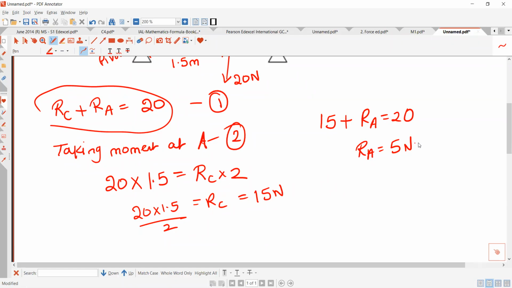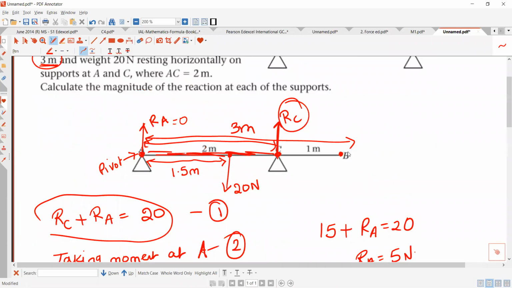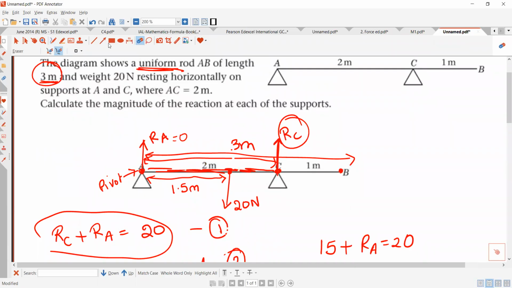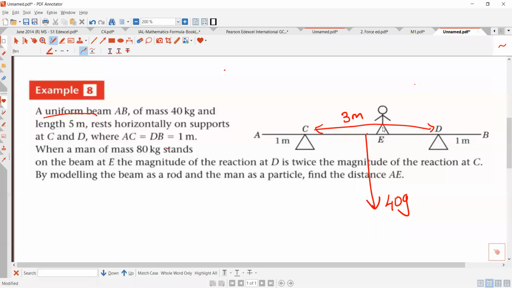Okay, so there are two equations. Total clockwise equals total anti-clockwise. Now everybody will do this sum now, and I will pause the recording. Now, okay, this is the new question.